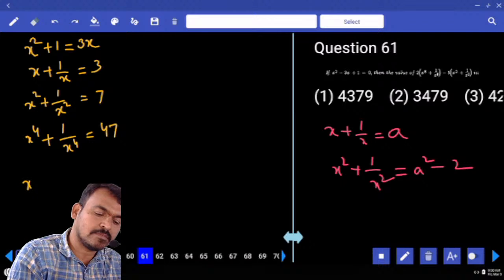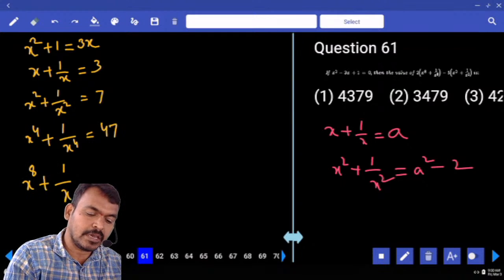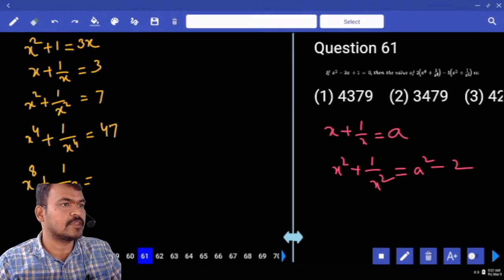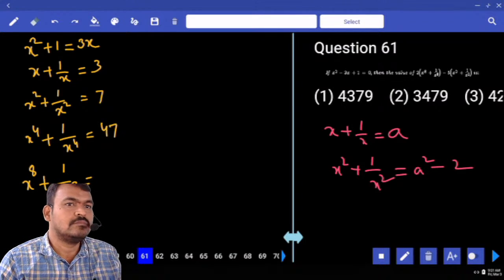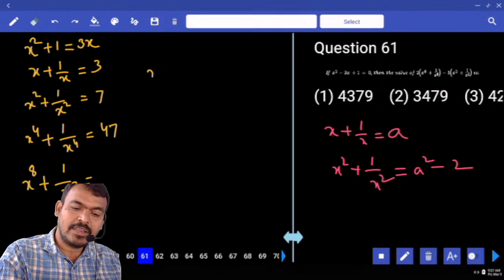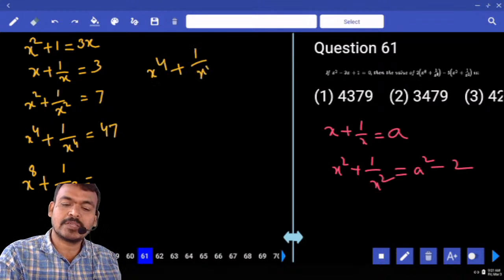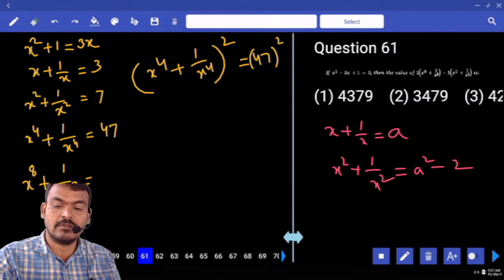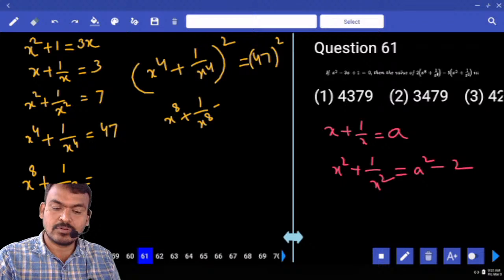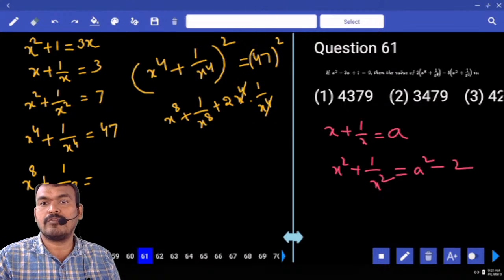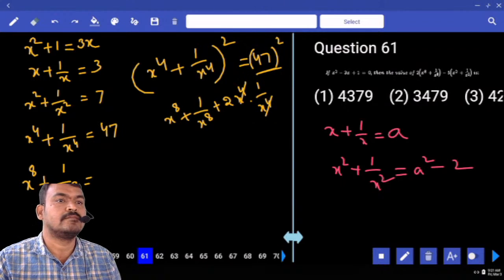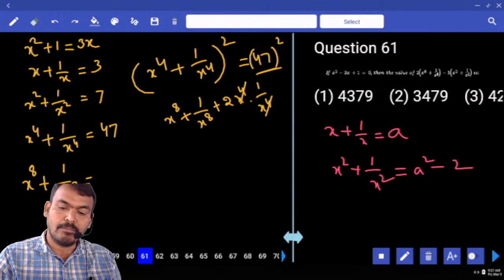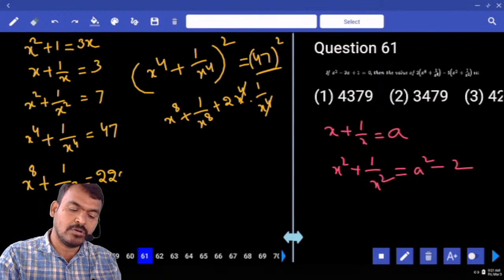Again squaring on both sides. x power 8 plus 1 by x power 8 is equal to 47 square minus 2. Squaring on both sides means x power 4 plus 1 by x power 4 whole power 2, that is equal to 47 square, equal to x power 8 plus 1 by x power 8 plus 2 into x power 4 into 1 by x power 4. x power 4 cancels. What is the 47 square? 2209, minus 2 means it is 2207.